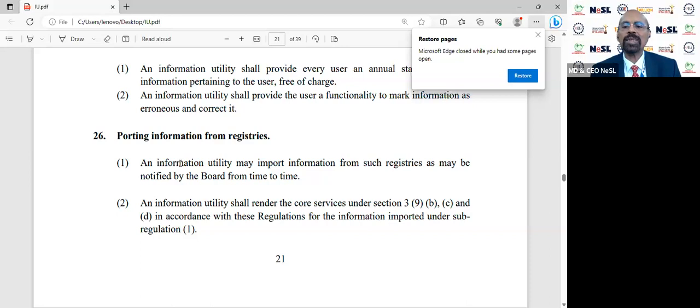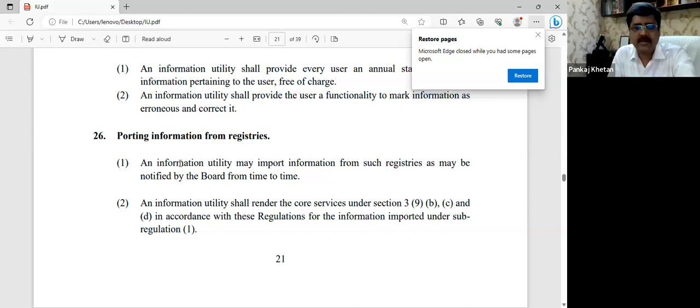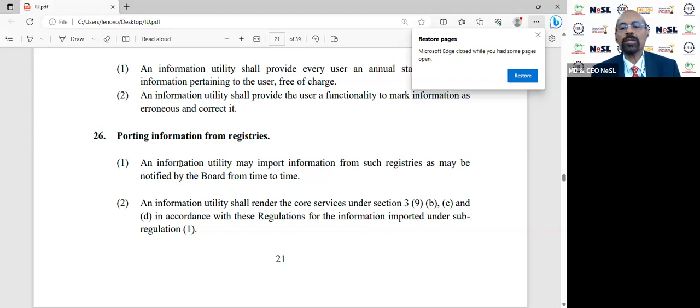No, this MCA data could be useful to us in any case, because MCA has the information on corporates. So this can be extremely useful. If we can suggest that these registries could be notified fiscally, then it could be helpful for the IU and for the system also.